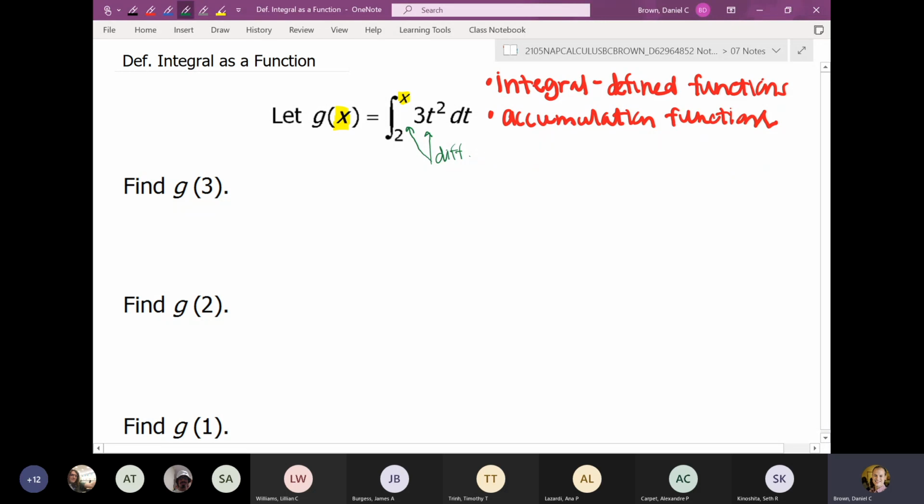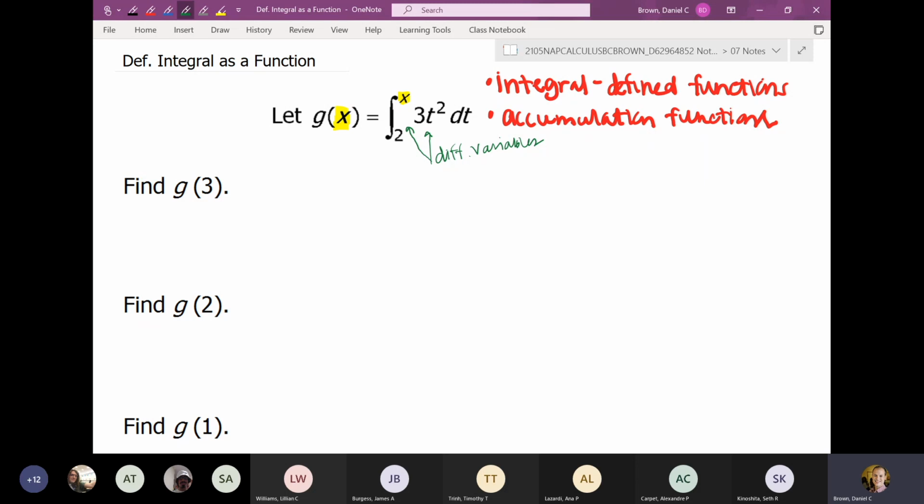Like that 3t squared, it doesn't really matter too much that it's a t, but we do want it to be different from the x just to show that g is the integral and we're taking the integral of this other function 3t squared. We often use t to represent time, which also connects back to parametric functions in some way, but that part isn't really a major idea.